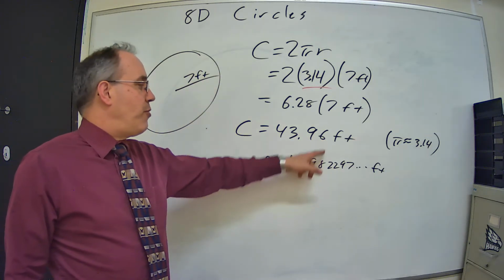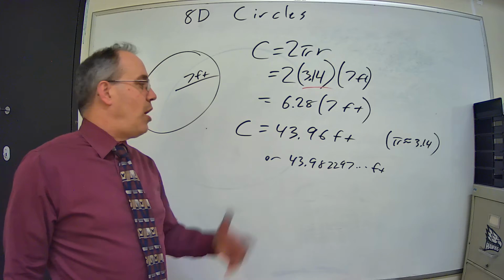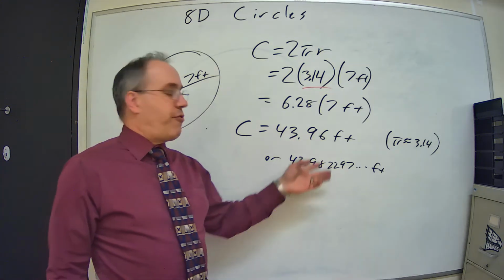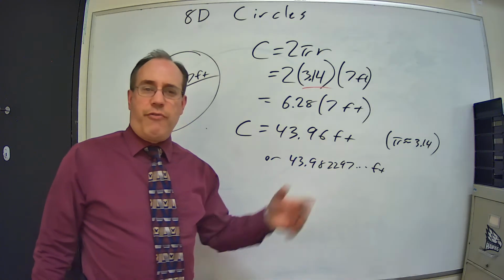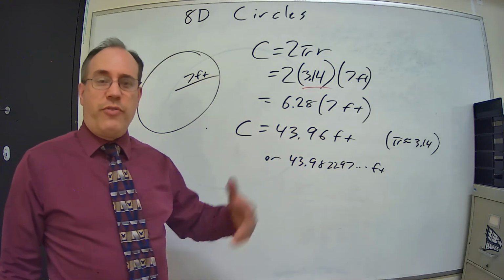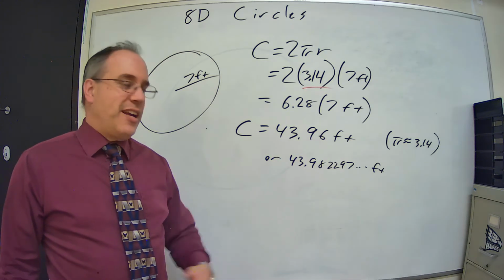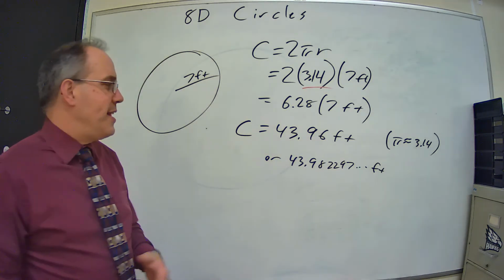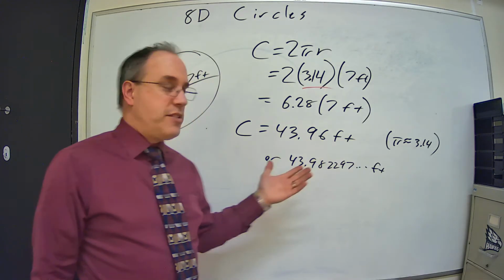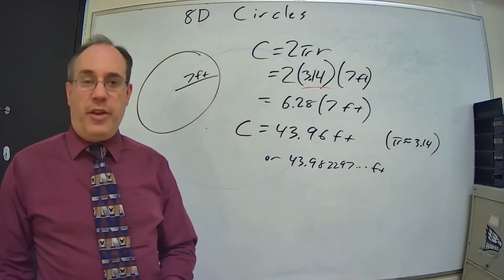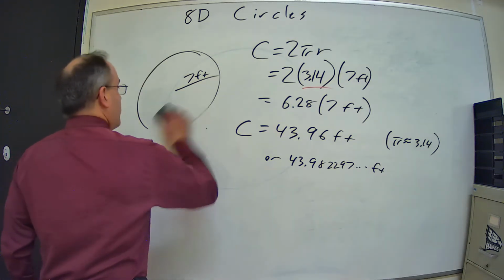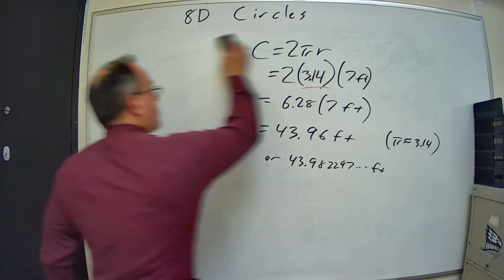We're off by, our difference is about 2/100ths of a foot. Not a huge difference. And considering a foot is 12 inches, 2/100ths of a foot, that's 1/50th. So you're talking about 1/4 of an inch. Not that big of a concern. If it is a concern, use the pi button on your calculator. Okay? So that's finding the circumference of a circle.